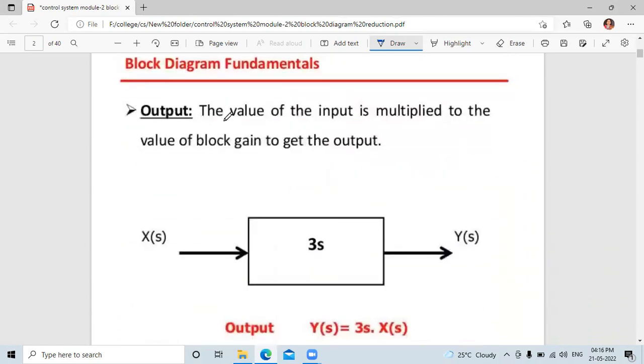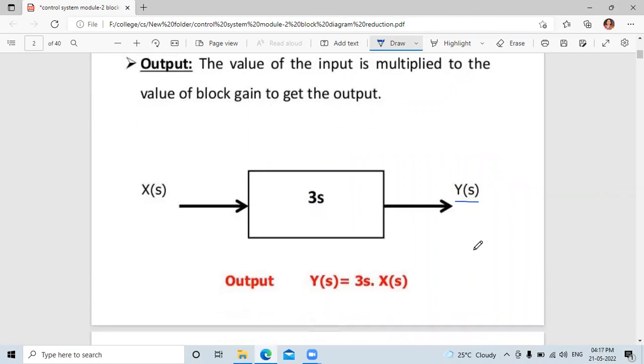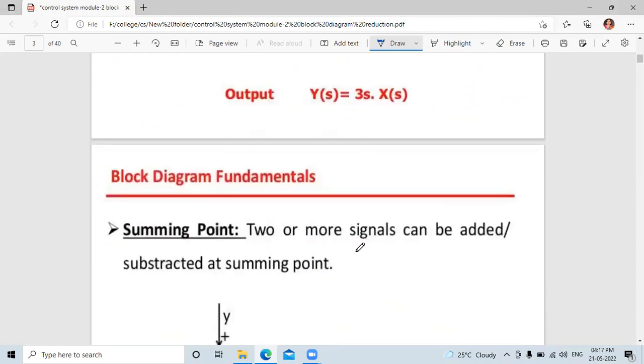Next, the block. The value of the input is multiplied by the value of the block gain to get the output. So for Y(s), what will we write? G(s) into X(s). So this is the block gain and this is the input. The value of the input is multiplied by the value of the block gain to get the output, so Y(s) equals 3s into X(s).